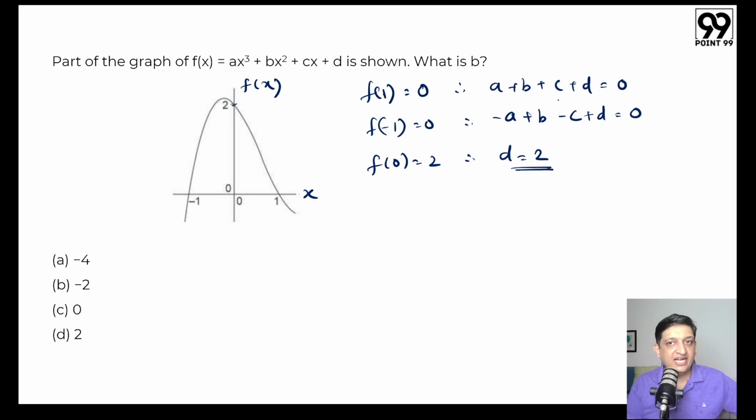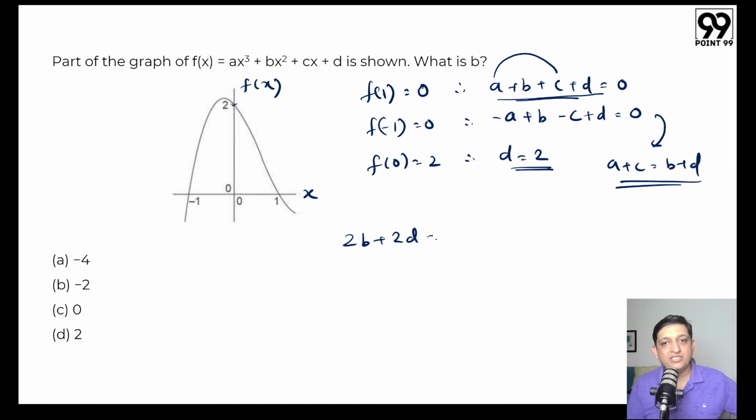So let's see what we get here. Now, if you are looking at this particular bit, a plus b plus c plus d equals 0. We can also see here that a plus c equals b plus d. That is what we are going to get. So what we can do here is, instead of a plus c, we can substitute it as b plus d. Now, instead of a plus c, if I put b plus d, I am going to get 2b plus 2d equals 0, or I will get the value of b as minus d. But the value of d is 2, so the value of b becomes minus 2 here. So the correct answer here is option B.